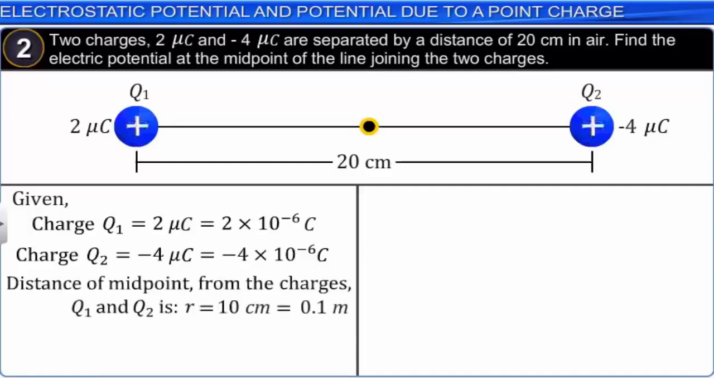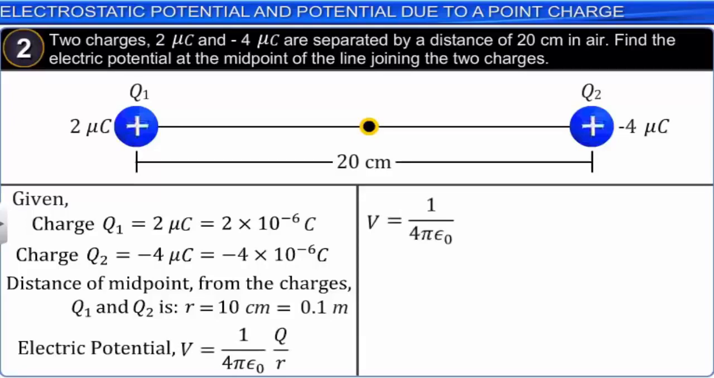At the midpoint of the line joining the charges, the potential is V is equal to 1 by 4 pi epsilon naught into Q1 by r plus Q2 by r. Substituting the values of the various given quantities and simplifying, we get V is equal to minus 18 into 10 power 4 volt.